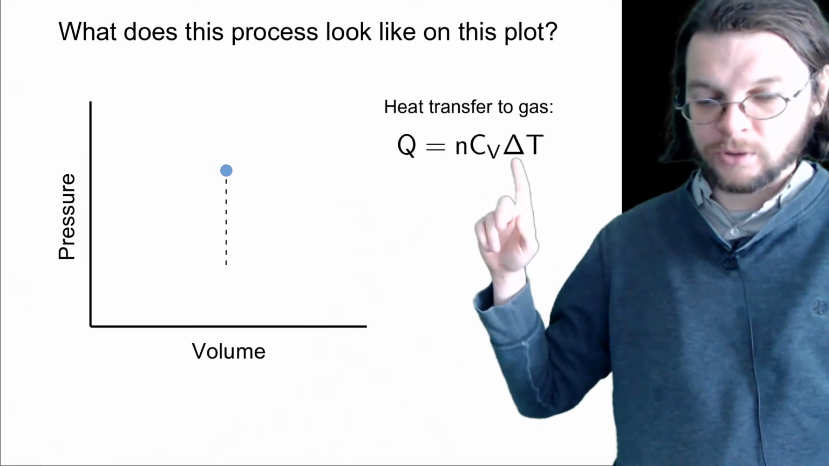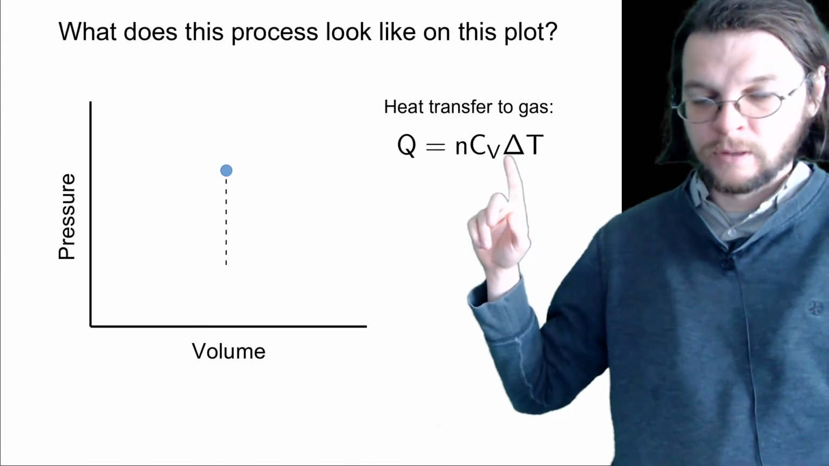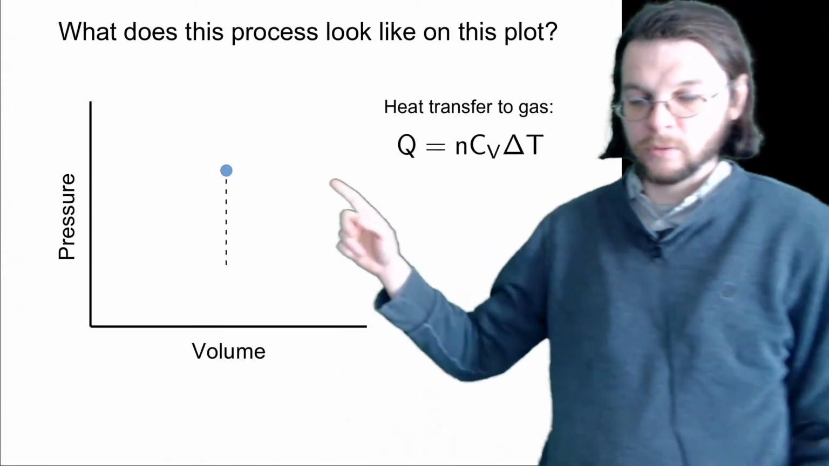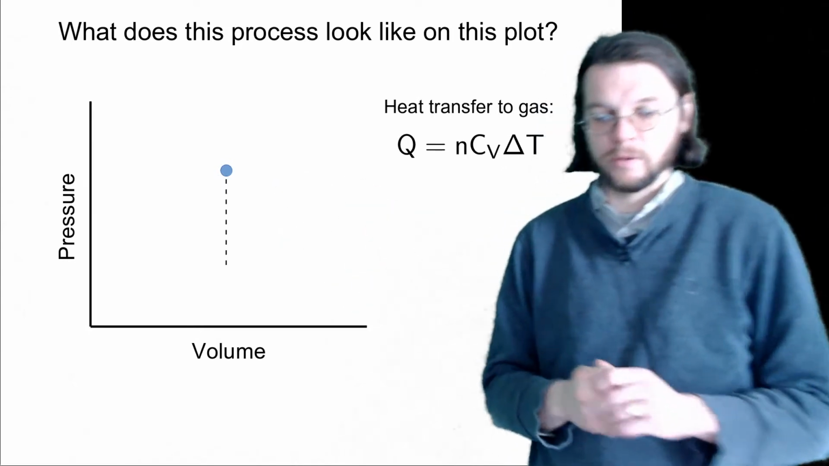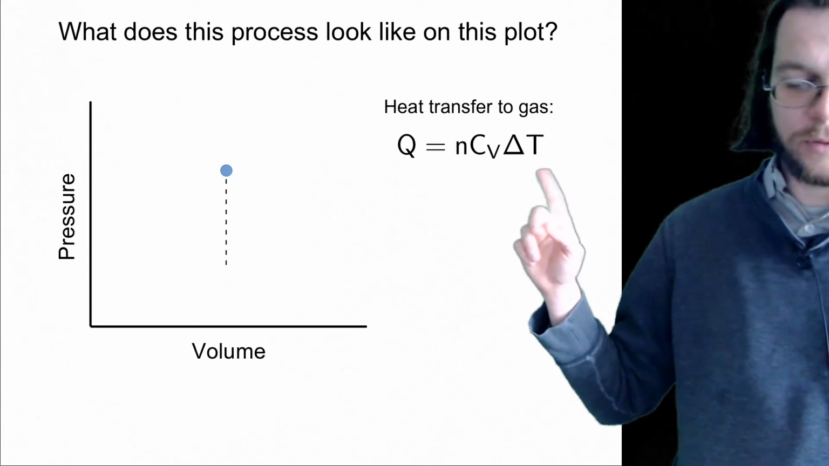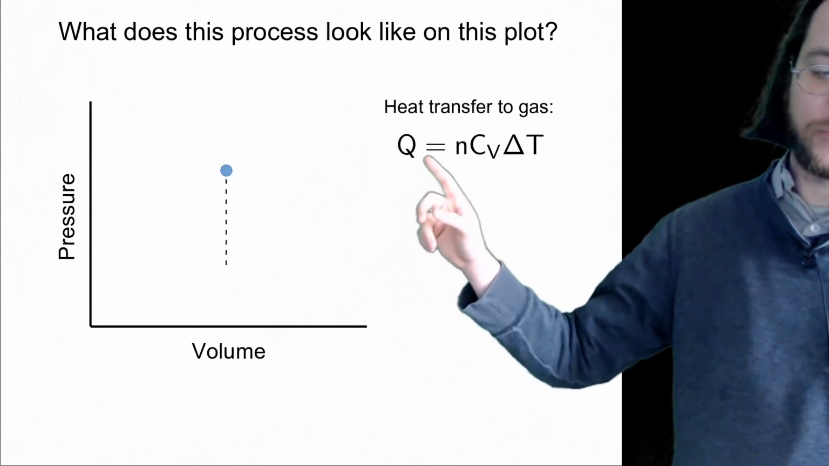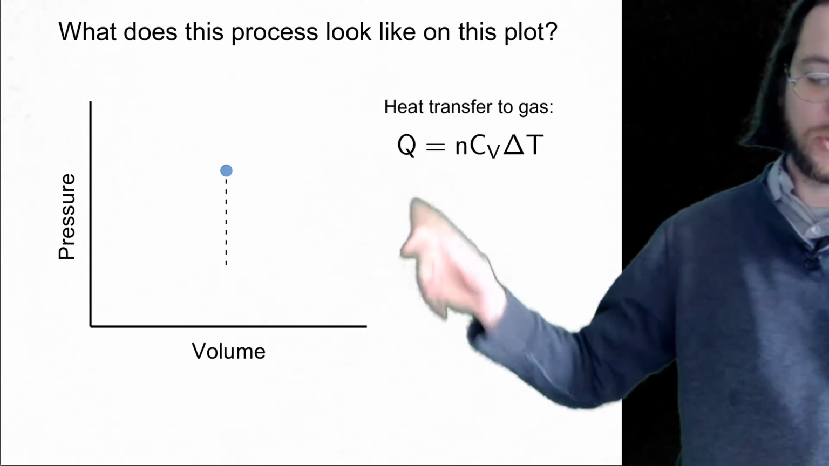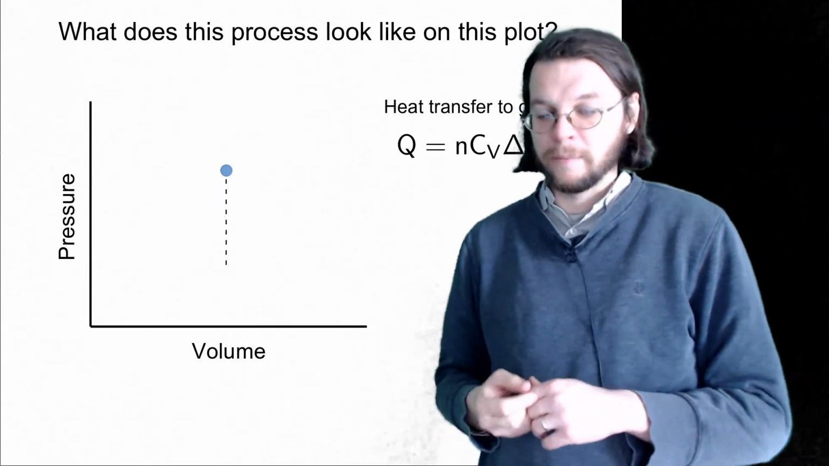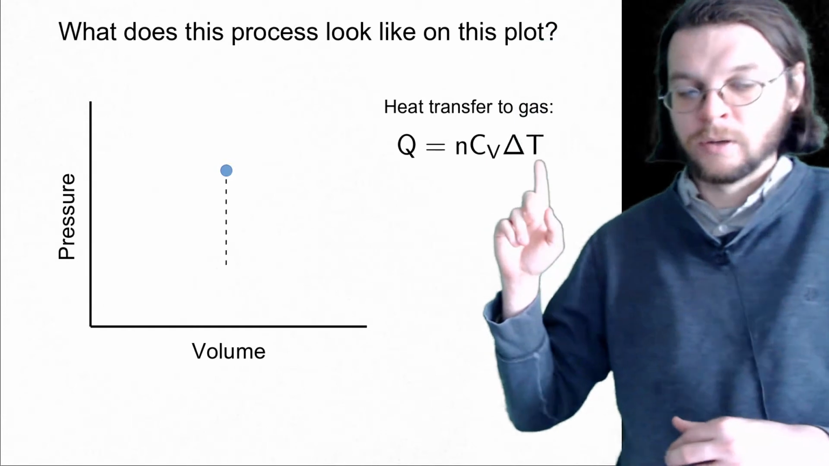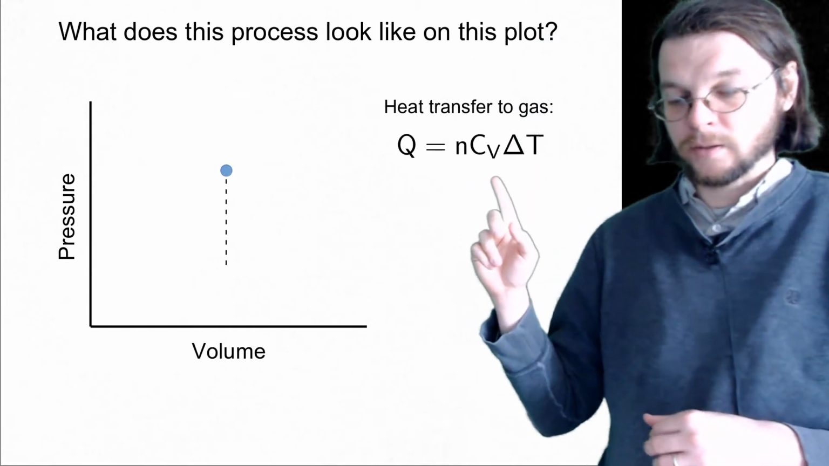So if we know how much the temperature changed, so let's say it goes from room temperature to whatever the temperature is in that beaker of hot water that I put it in, maybe we know what the change in temperature is, and we can figure out how much heat was transferred from the hot water to the air inside by taking that change in temperature, multiplying by the heat capacity.